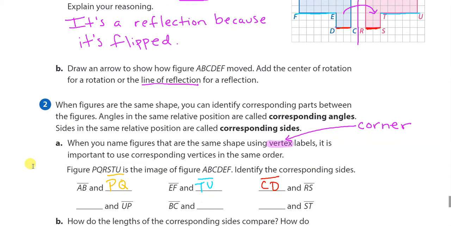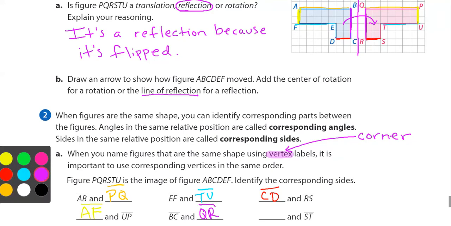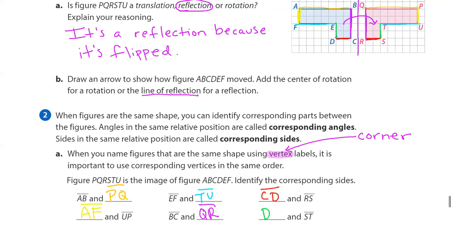Okay, so now I've got the line AF. Let's do that one in yellow. Let's put that as UP as the corresponding. Oh, yellow didn't show very well. Whatever. And we've got BC. BC goes with QR. QR. And then we've got the last one, ST, and that goes with DE or ED. Doesn't matter.